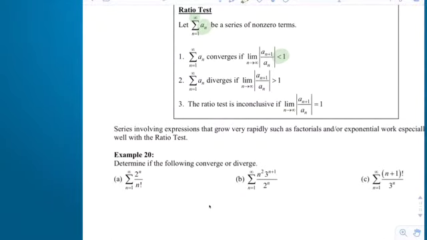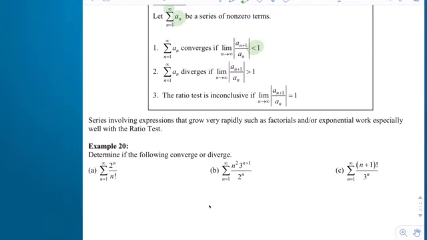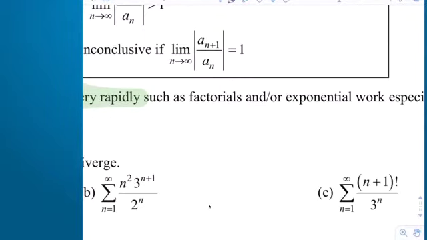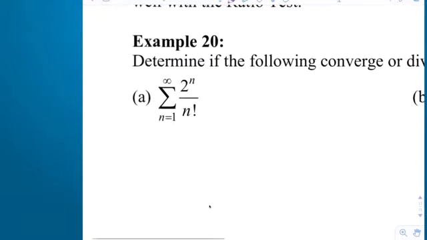Now, when do we use the ratio test? How are we going to know when to use it? Geometric series are pretty easy to spot. P-series are pretty easy to spot. We're going to use the ratio test for things that grow very, very rapidly. That's kind of on the upper end of the growth spectrum. So anything that has factorials in it typically is a ratio test, and/or anything that has exponentials in it, like geometric. Any powers of n or any factorials are very well suited for ratio tests.